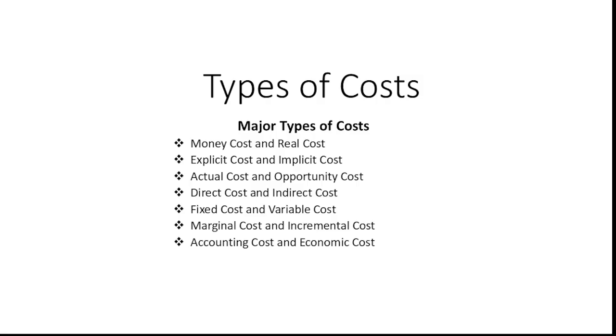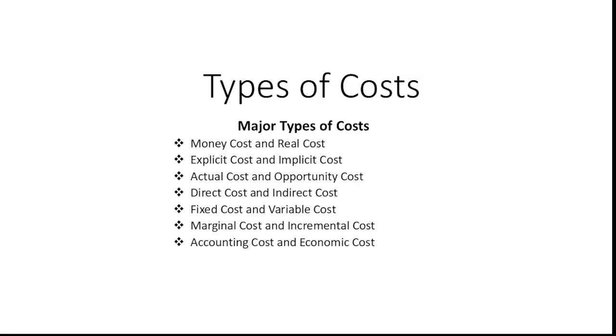Implicit costs do not take the form of a cash expenditure. They are earnings of the owner-employed resources. Suppose the capital is owned by the owner; the cost incurred is called the implicit cost.